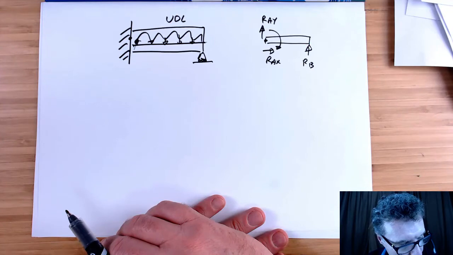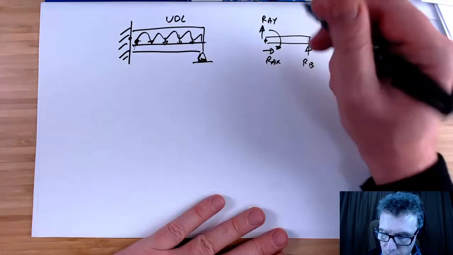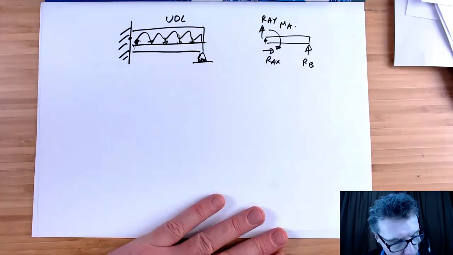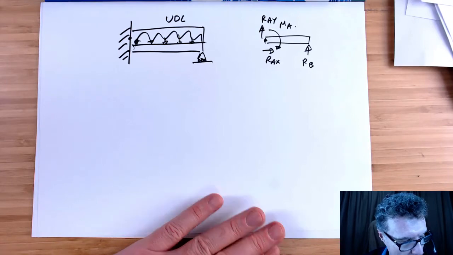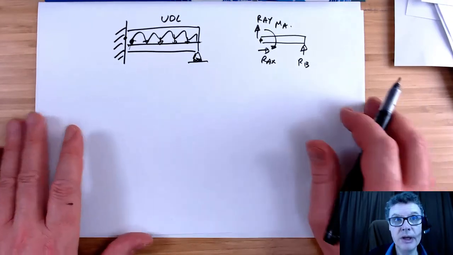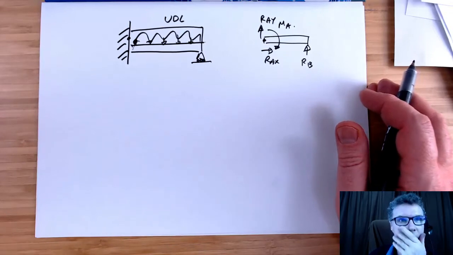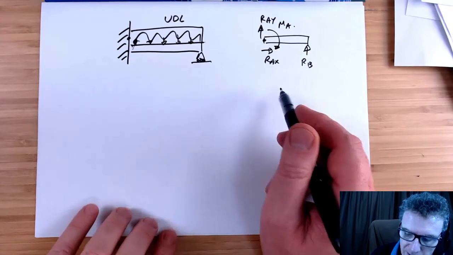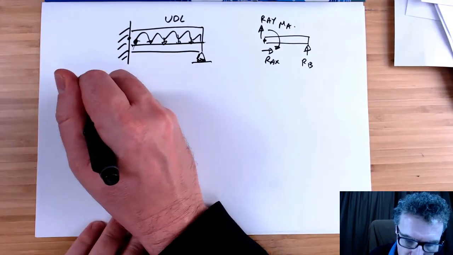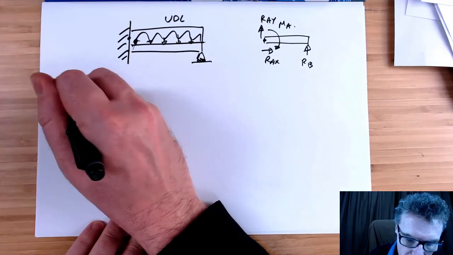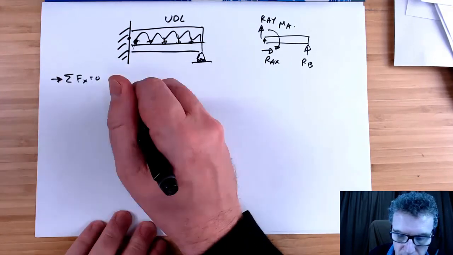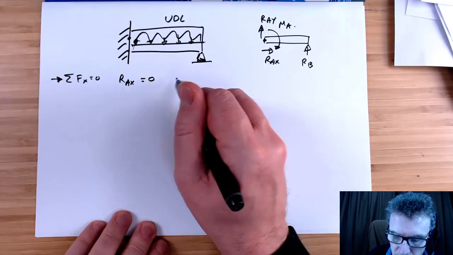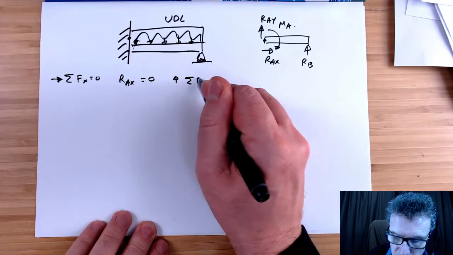Okay, so I'll call that MA. So let's do the reactions first. Okay, so RAX, obviously that's going to be 0, so sum up forces going off in that direction there. That gives me RAX equals nothing else there, 0. Now sum up forces in the y direction.